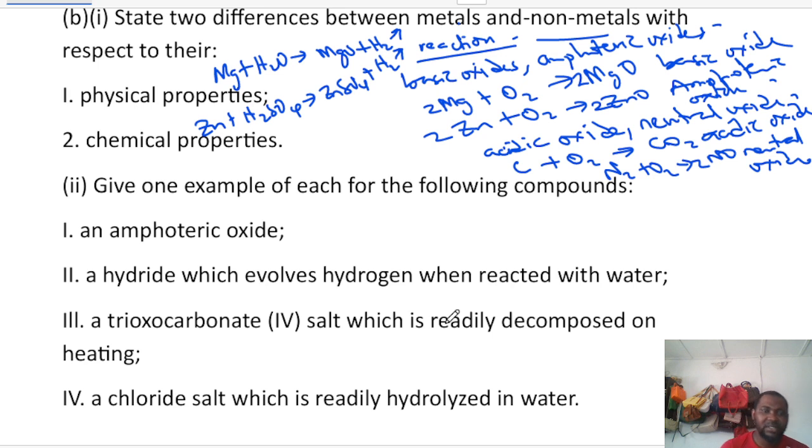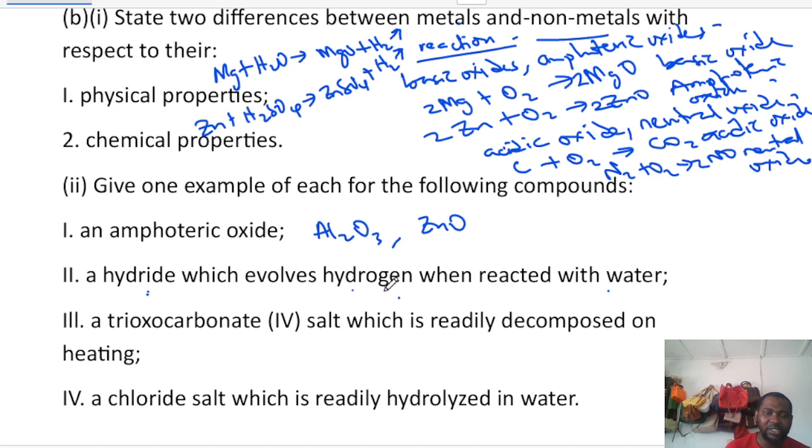Now the next one says, give one example of each of the following compounds. Number one, amphoteric oxide. Aluminium oxide is amphoteric, zinc oxide is amphoteric. There are many of them like that. They are amphoteric oxides.